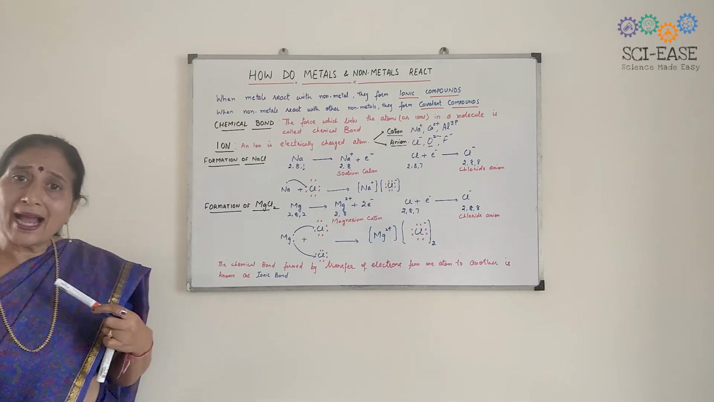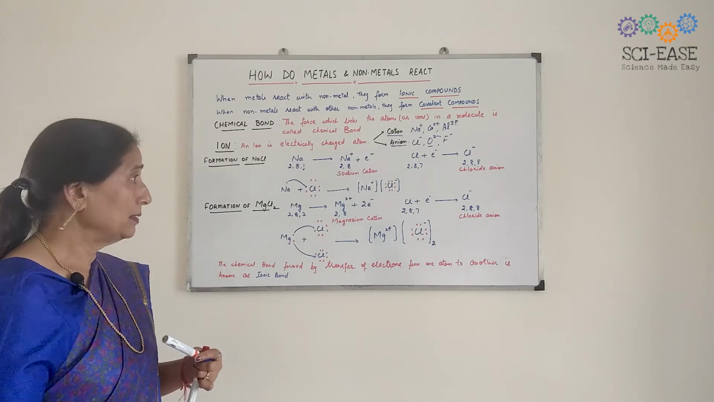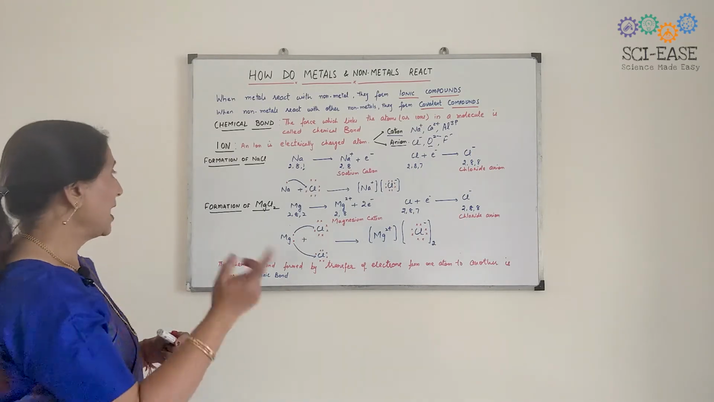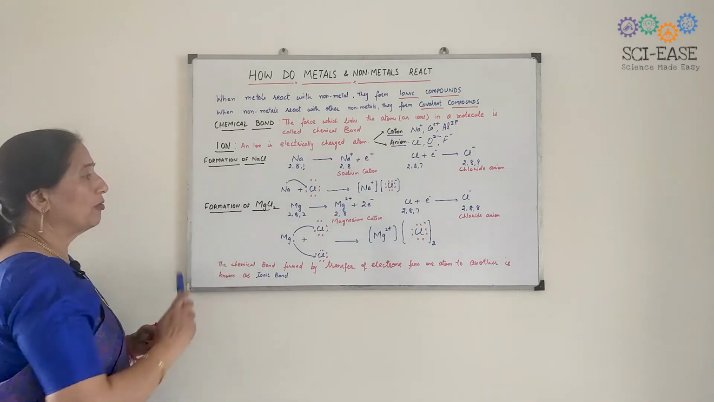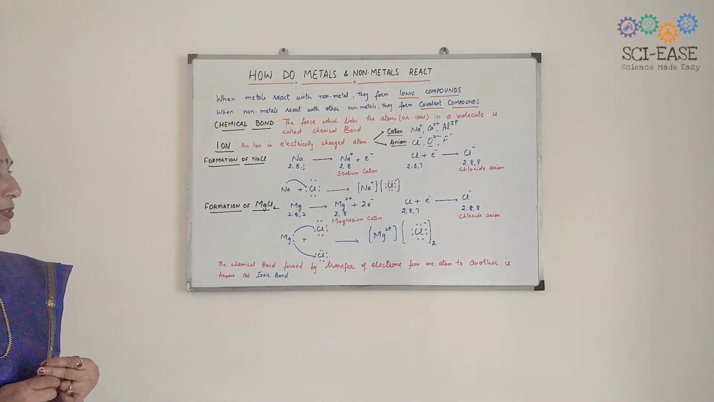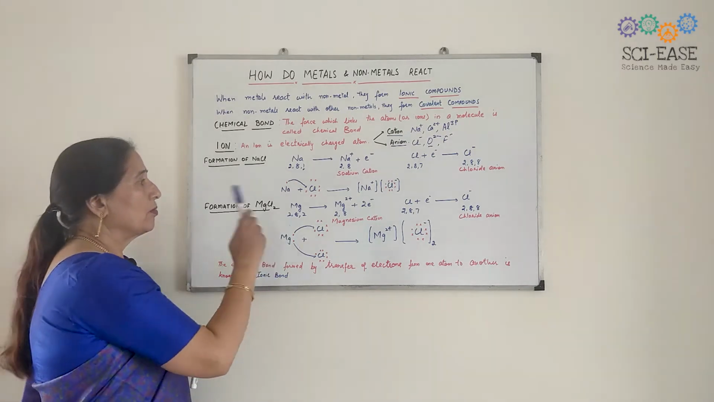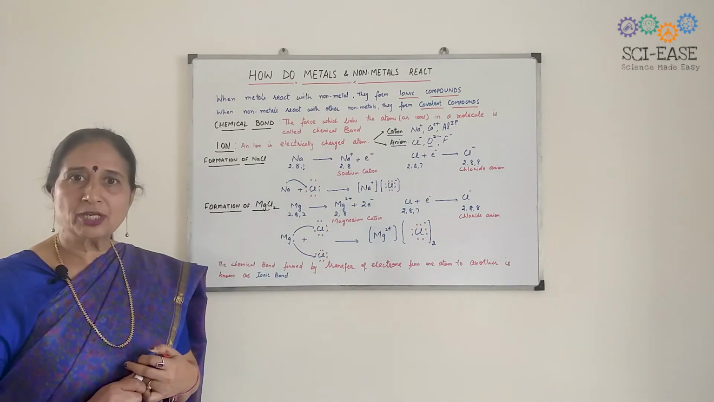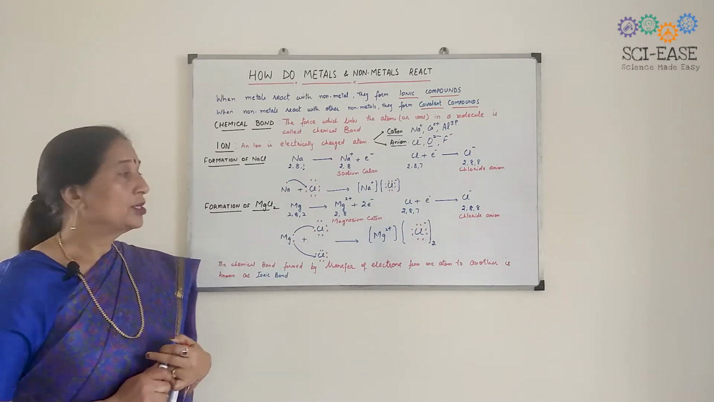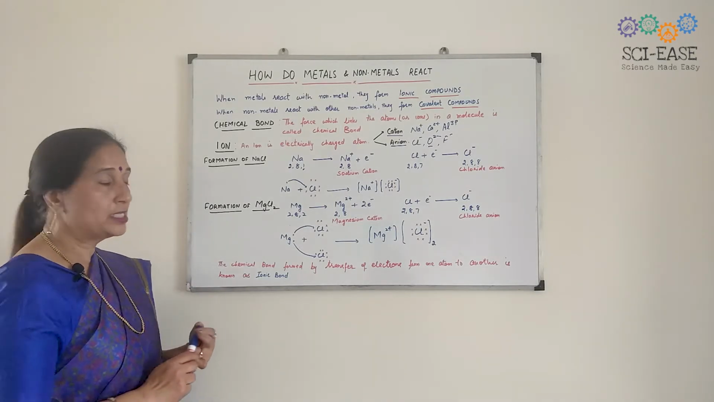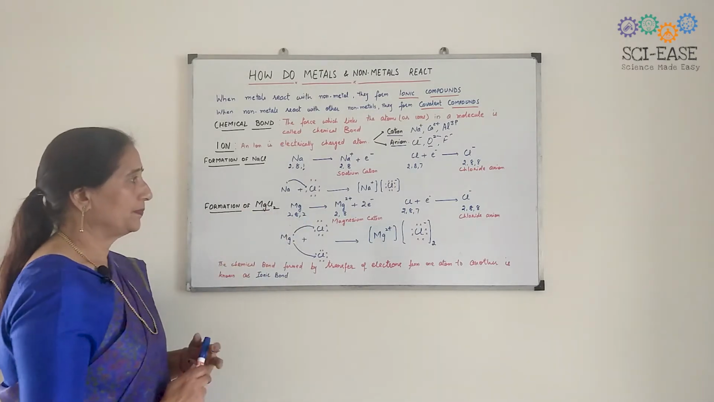You can take as many examples as you can. You will practice them. I am taking the formation of MgCl2. How many electrons does magnesium have? It has 12. So the electronic configuration is 2, 8, 2.